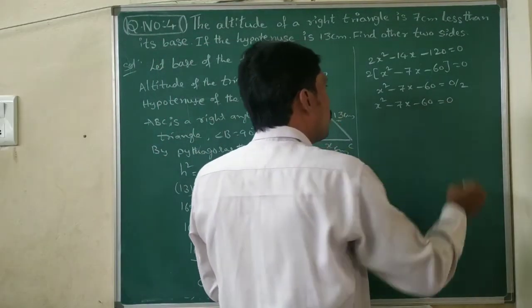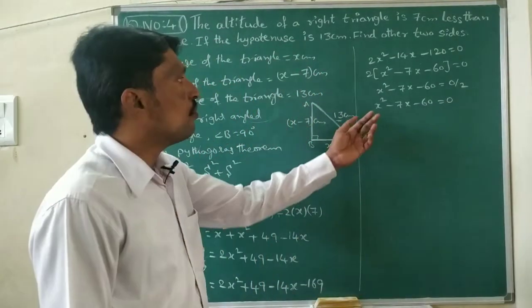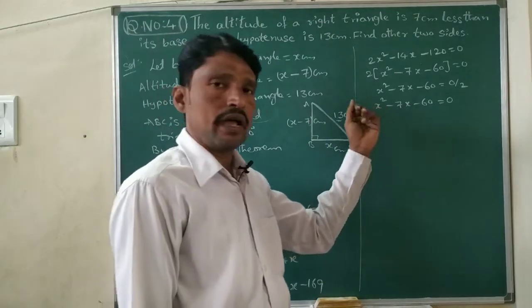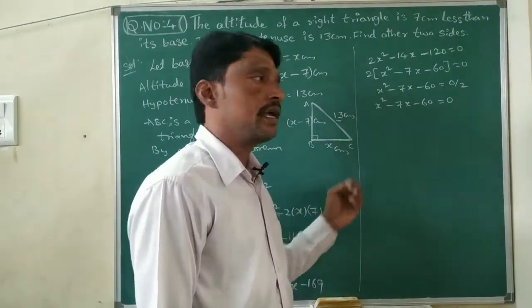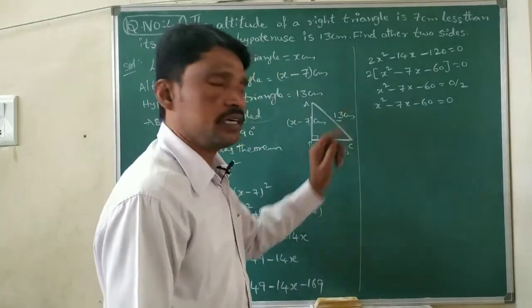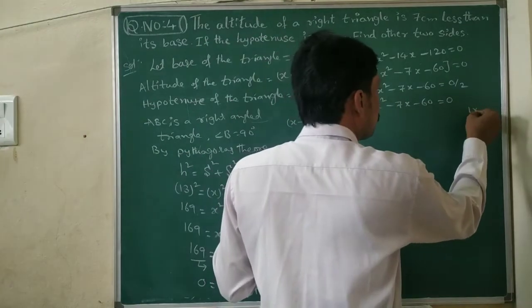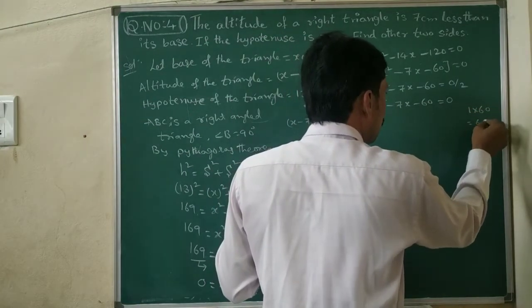Now it is a quadratic equation. So we need to find the factors of this quadratic equation. I am using the factorization method. The x square coefficient is 1, the constant term is 60. 1 into 60 we can get 60. How do we have to write it?